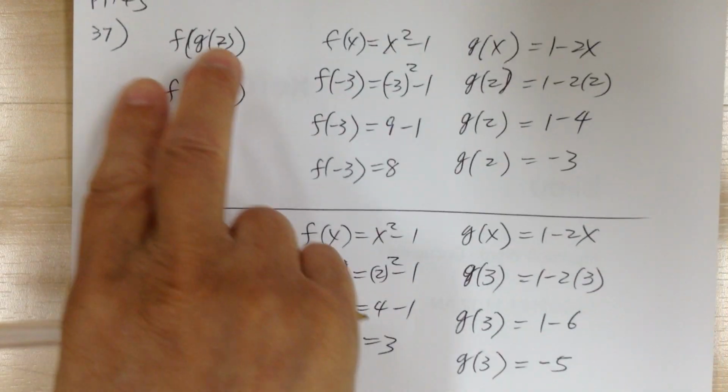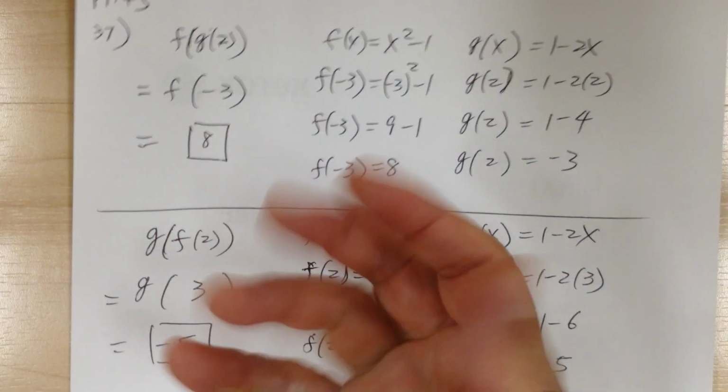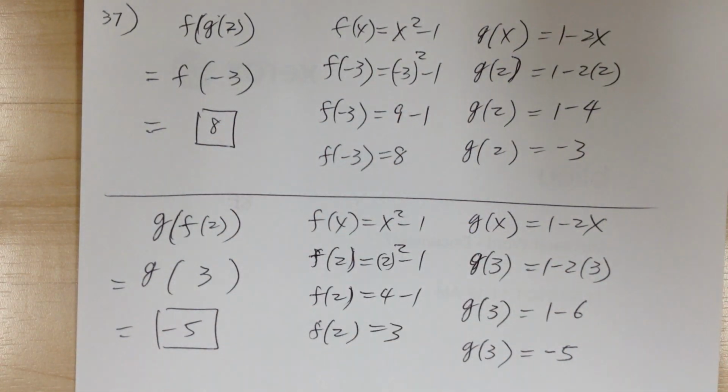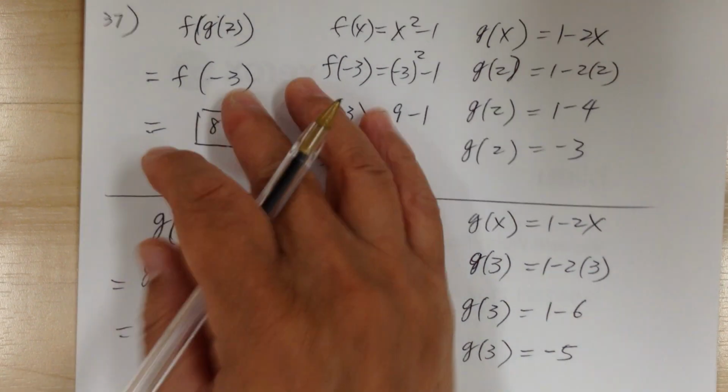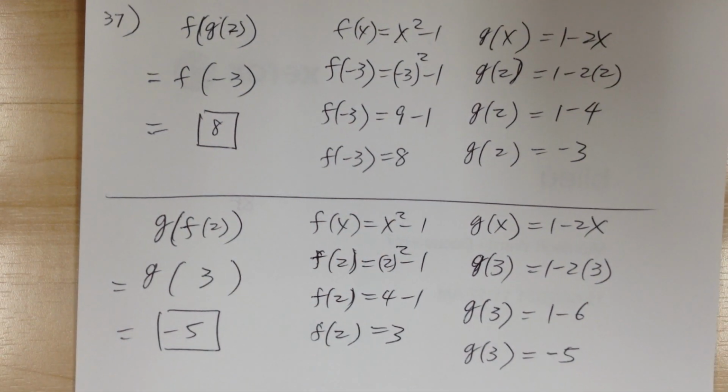Again, you can see that when you switch the order of the composite function, the result comes out different. Now, in some rare functions, they will come out the same, but that's very rare. Most of the time, it's going to come out different. Okay, let's go to the next one.